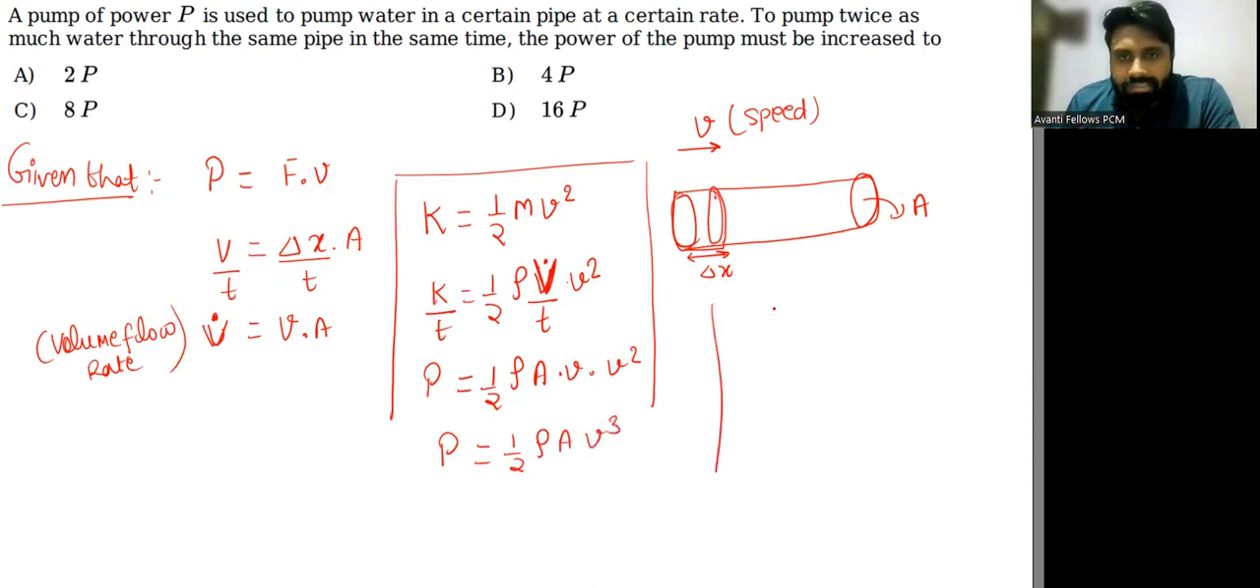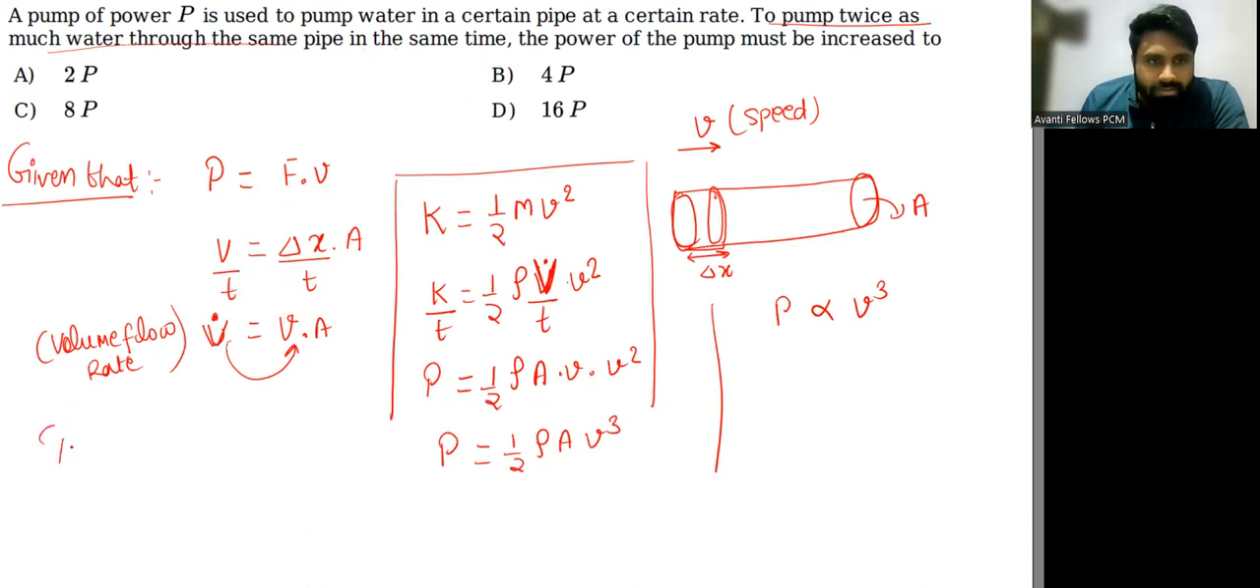So from here we can say that power is directly proportional to V cube. To pump twice as much water through the same pipe, we need to move with a faster velocity, because we know that mass flow rate is also dependent on the volume flow rate. Okay, and volume flow rate is dependent on the velocity, and power is directly proportional to the cube of the velocity.